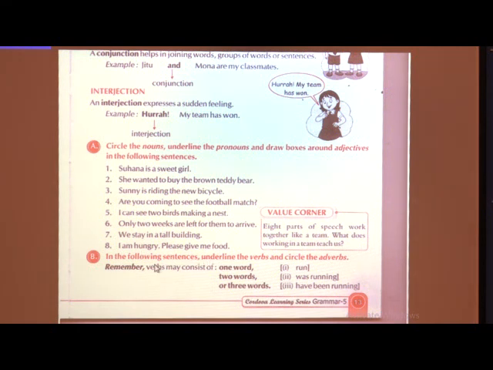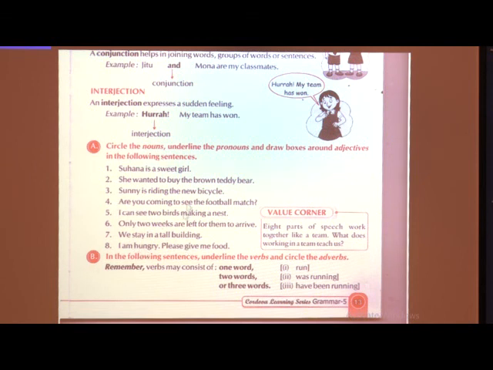And the last is, I am hungry, please give me food. Which is a noun here? Food. And then which are the pronouns? I and me. And which is an adjective? That is hungry, meaning I am telling something more about me, that I am hungry. So, hungry is an adjective. Draw a box around this word hungry.